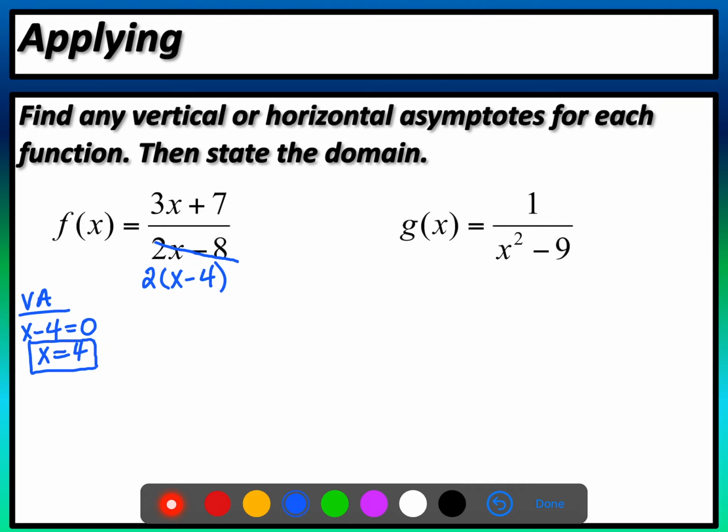Now for my horizontal, I'm comparing the degree. I have x to the first in the top and x to the first in the bottom, so they are equal. That means I'm looking at a leading coefficient situation. The leading coefficient in the top is 3, and the coefficient in the bottom is 2, making my horizontal asymptote y equals 3 over 2. Now when I do the domain, only my vertical asymptote is included in the domain because that's an x value. My horizontal is a y value.